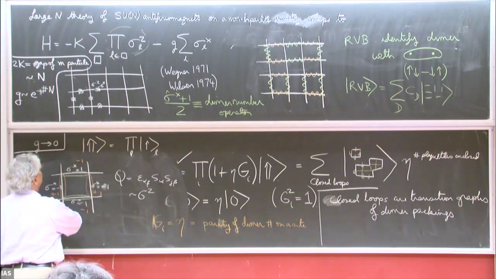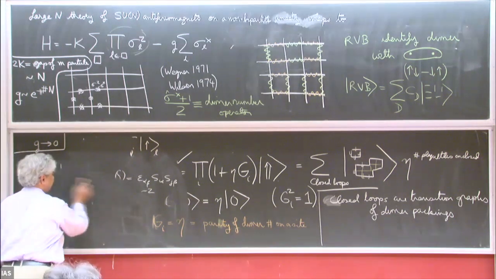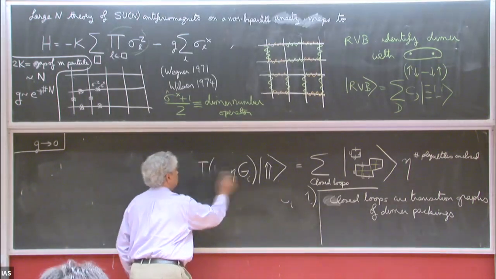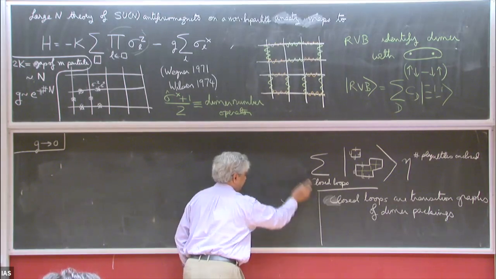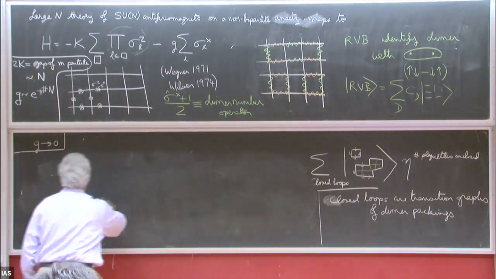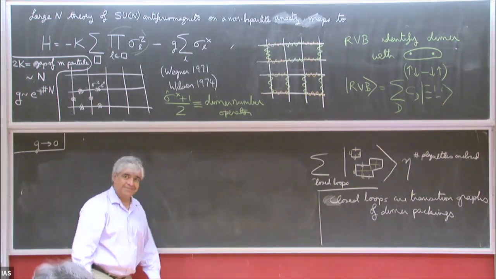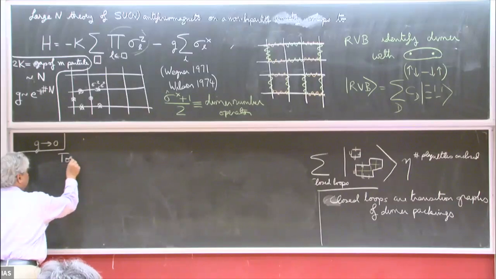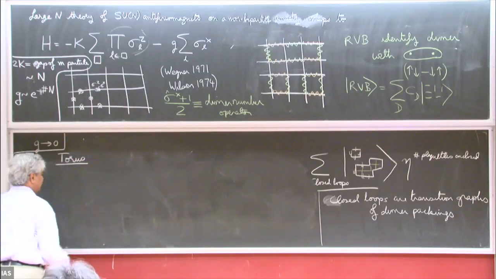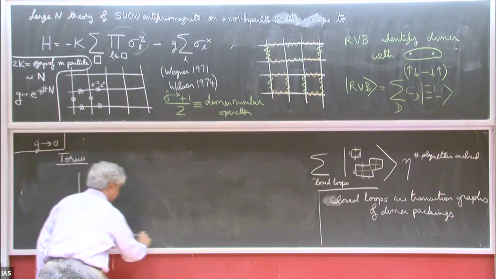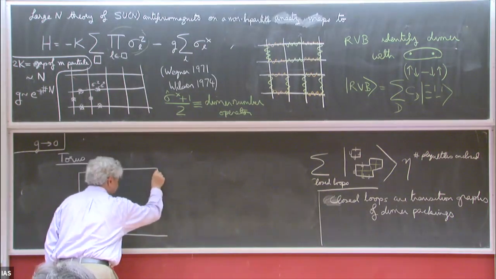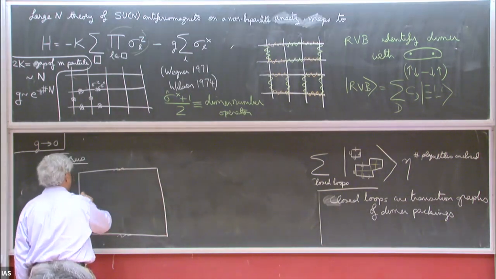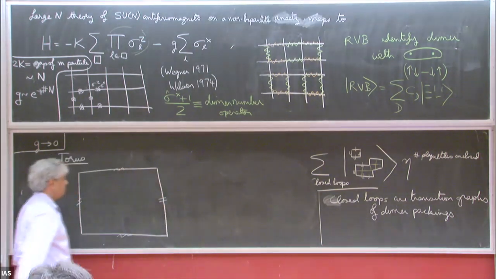Okay, so now we're going to go on a torus and do exactly the same thing. The state I've written down is a perfectly good eigenstate on the torus, but there are others. So you put the system on a torus, with periodic boundary conditions in both directions. I just draw it as a plane here, with the understanding that this edge is identified with this edge, and this edge is identified with that edge.